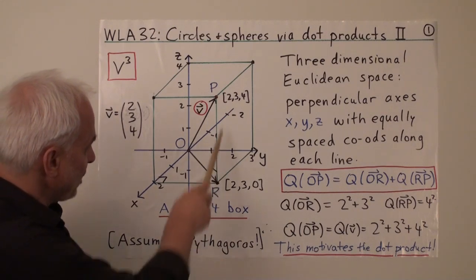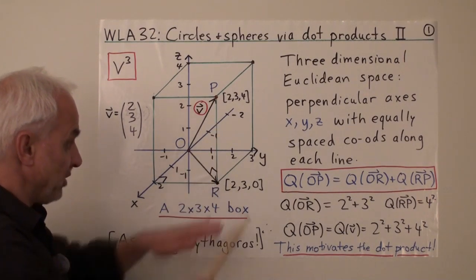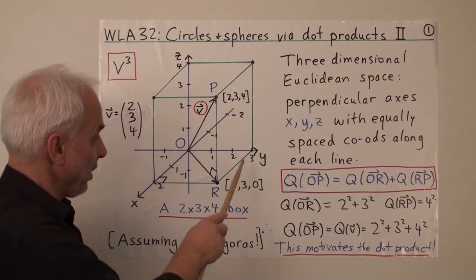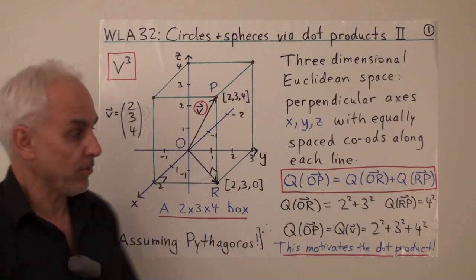This point down here, which is the projection of P onto the xy plane, will have the same xy coordinates, but the z coordinate is 0.